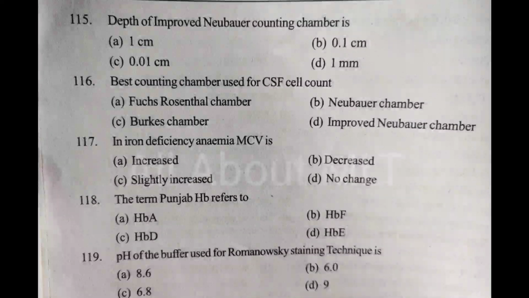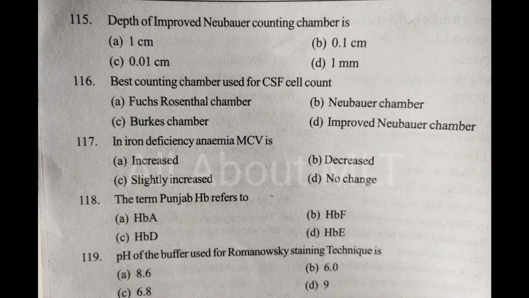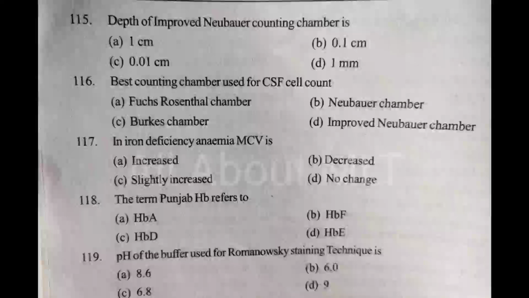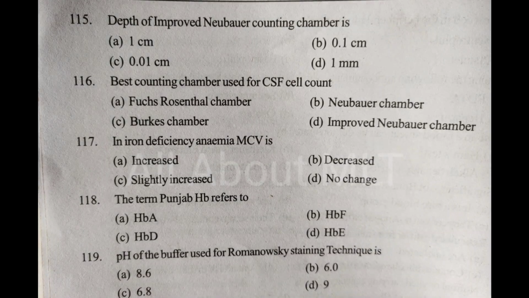Depth of improved Neubauer counting chamber is option A 1 cm, option B 0.1 cm, option C 0.01 cm, option D 1 mm. And the answer is option C 0.01 cm. Best counting chamber used for CSF cell count is option A Fuchs-Rosenthal chamber, option B Neubauer chamber, option C Burker's chamber, option D improved Neubauer chamber. And the answer is option A Fuchs-Rosenthal chamber.